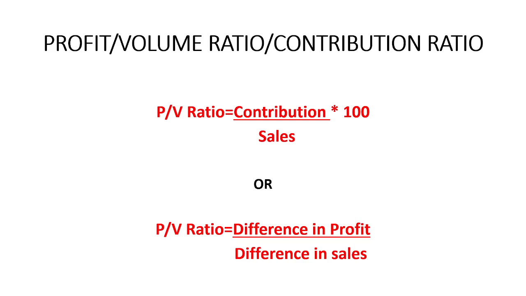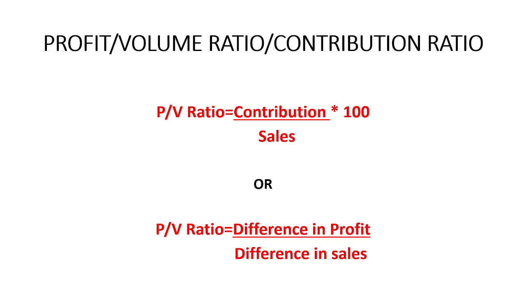Now, there is another formula which is given. Normally, 80% of the questions will be using the first formula. Now, let us understand what is the second formula of PV ratio and when it is to be used. So, let us read the formula. Difference in profit upon difference in sales. So when we say difference or change, what do we understand by that? Change means there have to be two amounts given, right? So difference in profit or difference in sales means there are two values given in one question itself.